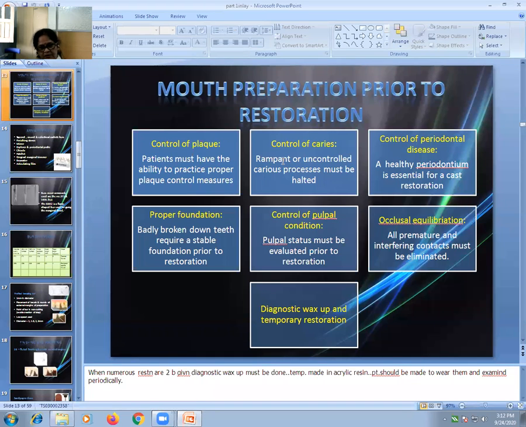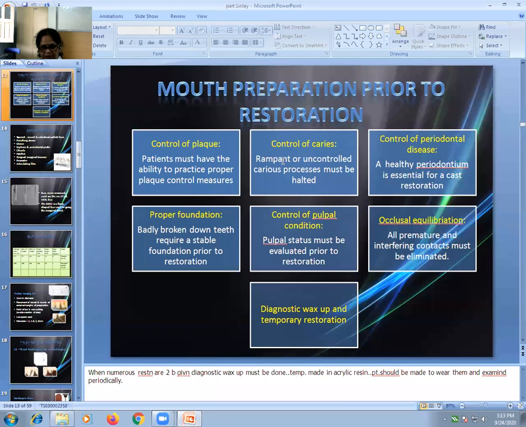Then, you have to check the pulpal status before giving the restoration. Before giving the restoration, you should know that, because these are metal restorations which will carry all the changes. So you should know the pulpal status of the tooth before you give the restoration.